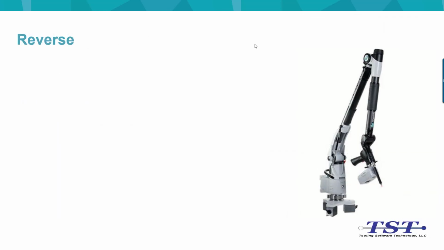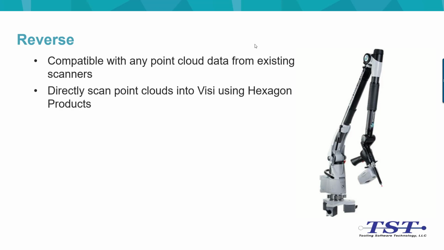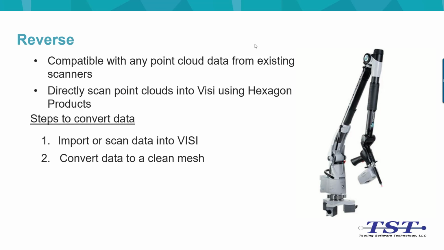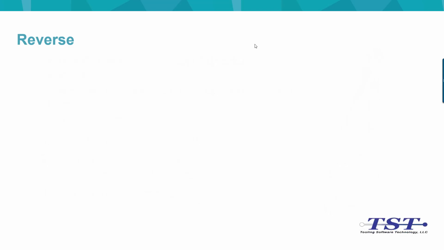From here, we're going to go into some of the bigger things that came out with the 2019-2020 versions. We've added a lot more commands within the reverse area, which we're going to go over. With reverse, it is compatible with any point cloud data from an existing scanner, so you can use any point cloud data. You can directly scan into Visi using a Hexagon product, such as a Romer arm. The steps to convert: you import the scan data into Visi, convert that data and clean a mesh, manipulate the mesh to better reflect the part, and convert that mesh into surfacing, and thus into solids.